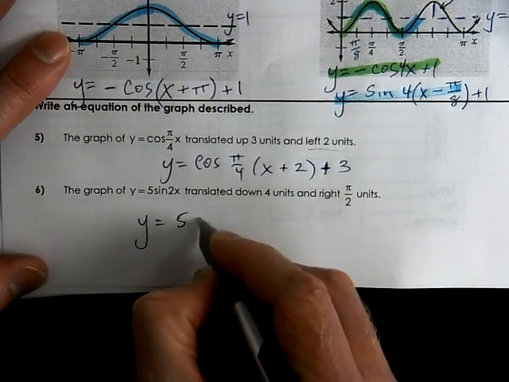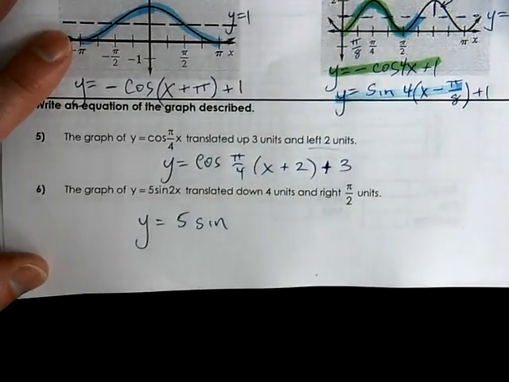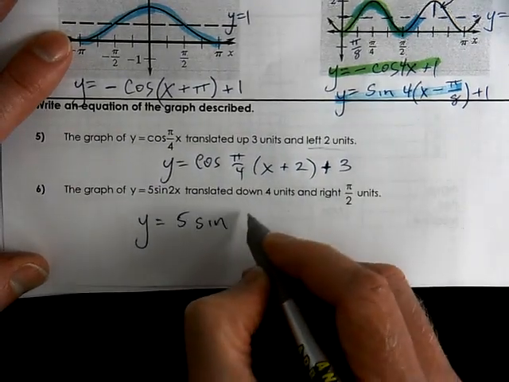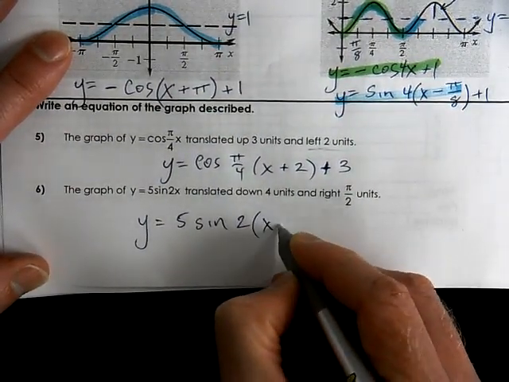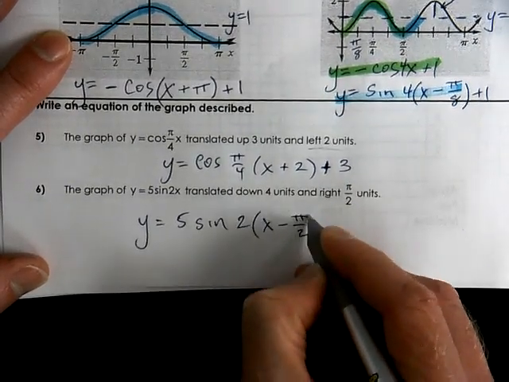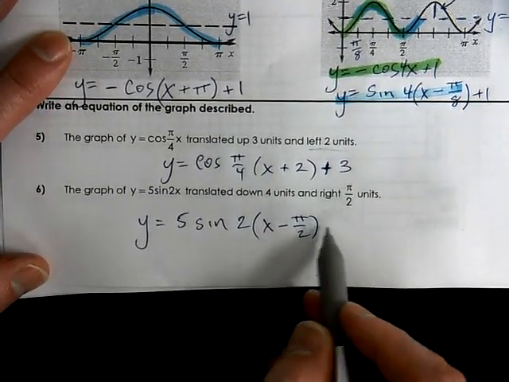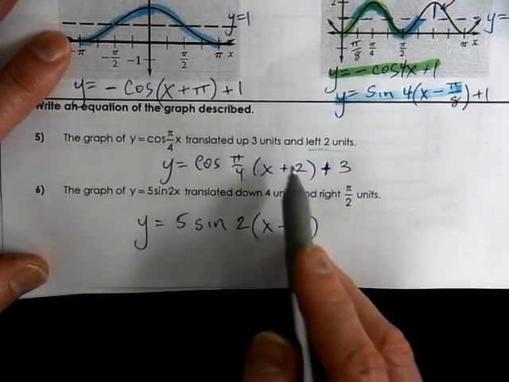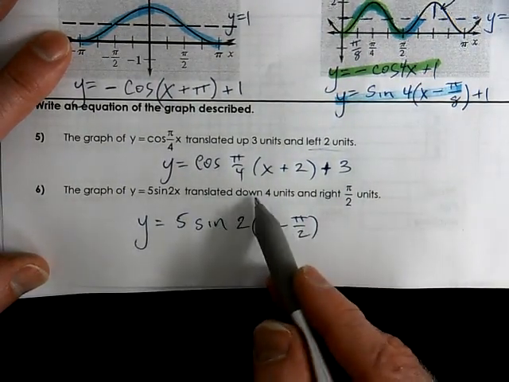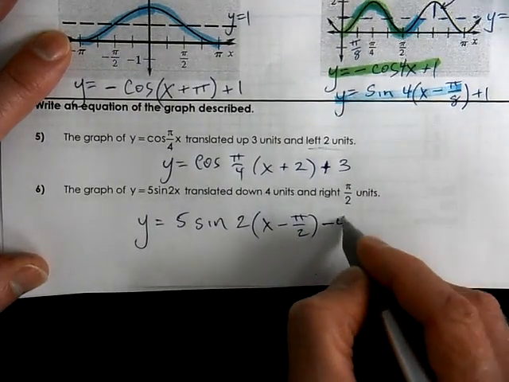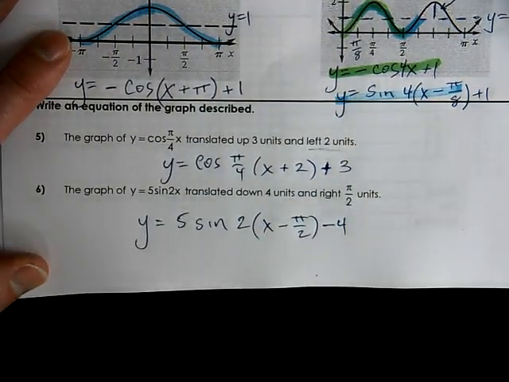This is a sine graph. Amplitude of 5. Let's move to the right pi over 2, so it's always the opposite. You got to say minus. If it goes to the right, it's minus. If it goes to the left, it's plus. And it moved down, so we do call that down. Minus 4.